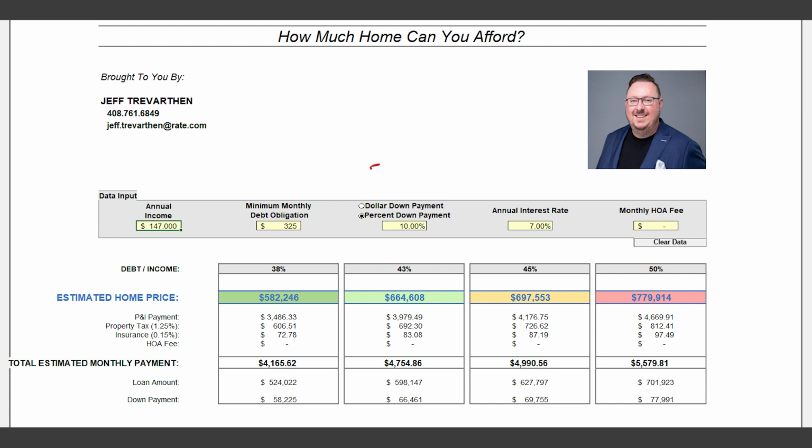And then let's say that your percent down is going to be 10% in this instance. So I entered 10% down. You can also switch that over to a dollar down payment as well.